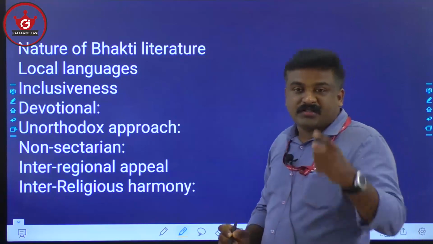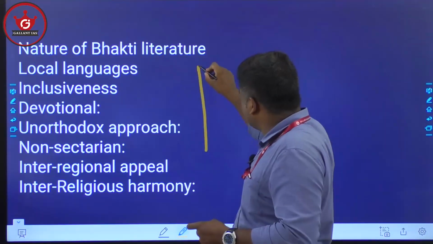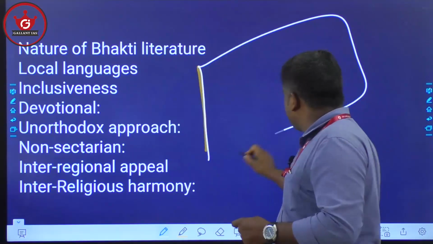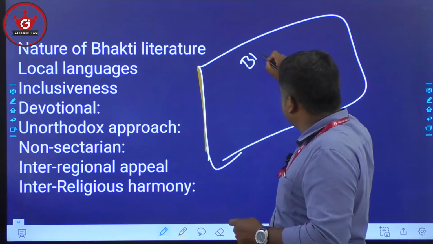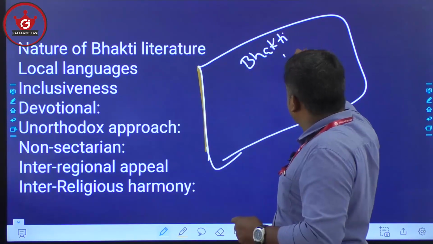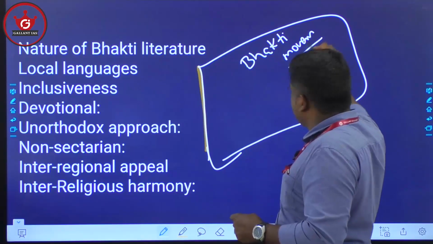You will talk about what? Yes, in the intro, you will definitely talk about this Bhakti movement. Am I right? The Bhakti movement intro can be in 2 or 3 lines.